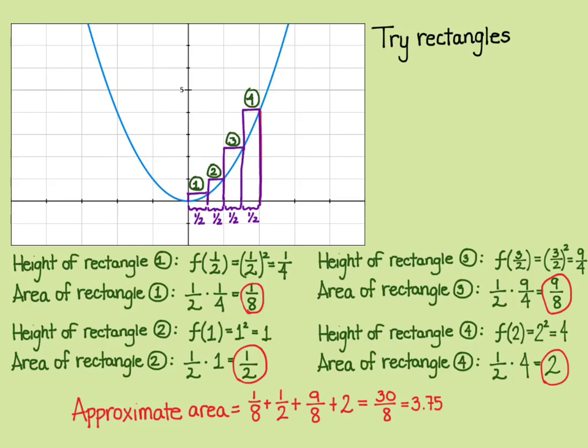Notice that we ended up with something that was slightly smaller than our previous answer, which was 4. This is slightly smaller, so we've actually gotten a better approximation using this method than we did when we used triangles.